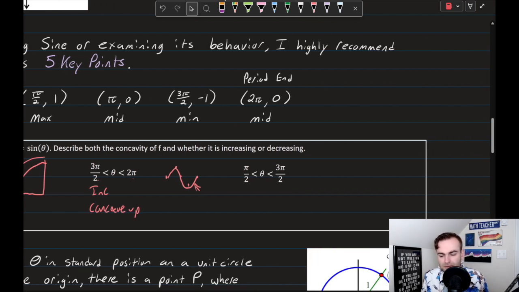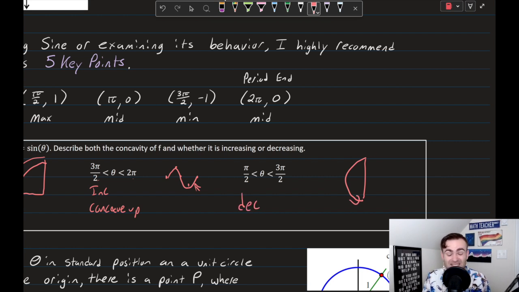The last one here, we have pi over 2 to 3 pi over 2. That's more than just a quarter of the circle. That's a whole half of the circle. So I'm going to go back to the circle part, and I'm going to draw that. That looks like this, right? So if I notice the whole time, it seems to be decreasing the whole time, but it's not concave up nor concave down the whole time. So the concavity, help if I could spell, changes. So it's not the same.